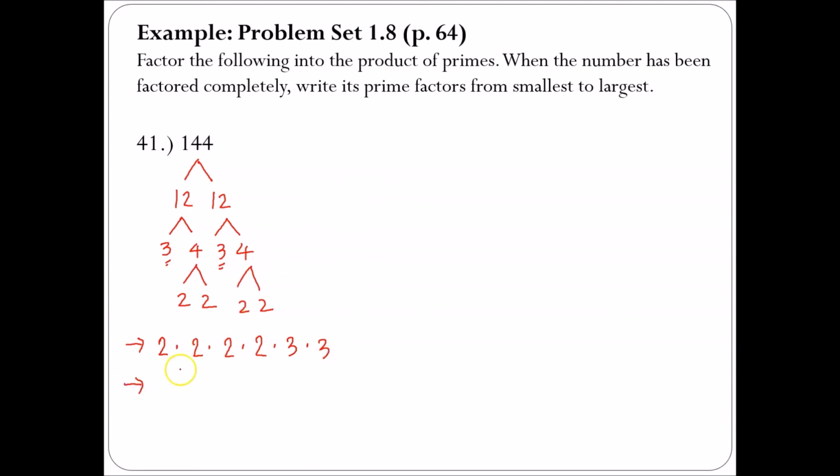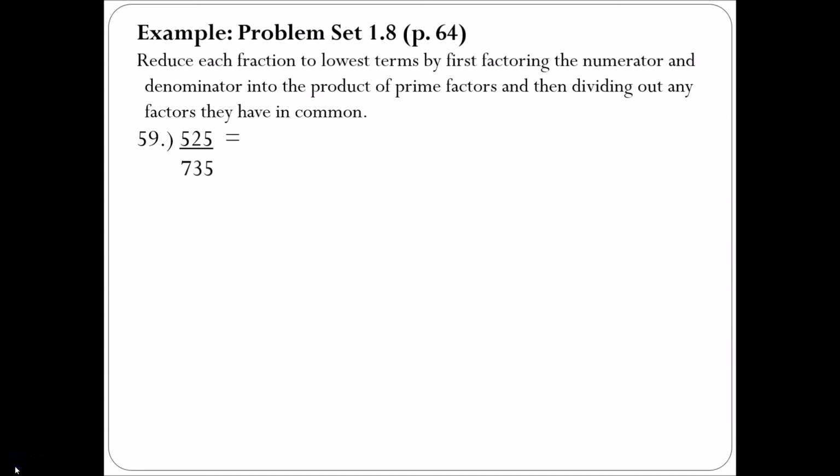And now to write the prime factorization form, we can use the exponents: 2 to the power of 4 times 3 to the power of 2, or squared. Okay, very easy. Now the next one, we're asked to reduce this fraction to lowest terms by first factoring the numerator and denominator into the product of prime factors and then dividing out any factors they have in common.